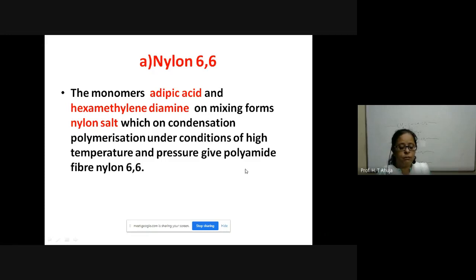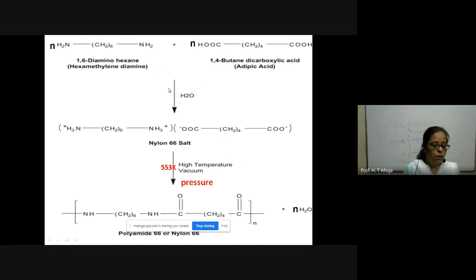Now let's see the reaction, what exactly is happening. You see this reaction on the screen, where the first molecule is hexamethylene diamine, which can also be named 1,6-diaminohexane. This is the IUPAC name. The second monomer used here is 1,4-butane dicarboxylic acid. The common name for this is adipic acid.